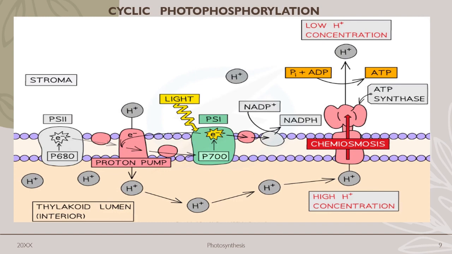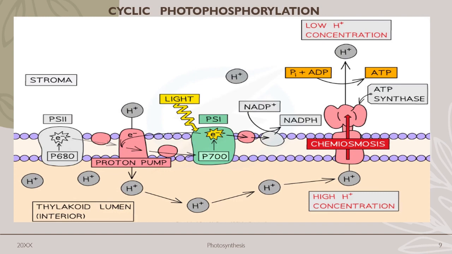Cyclic photophosphorylation. Always remember that cyclic photophosphorylation always occurs in photosystem one. It does not occur in photosystem 2. It does not involve photosystem 2. They're also going to ask you the difference between cyclic and non-cyclic photophosphorylation. So remember that cyclic always occurs in photosystem 1 and non-cyclic takes place in both of the photosystems.